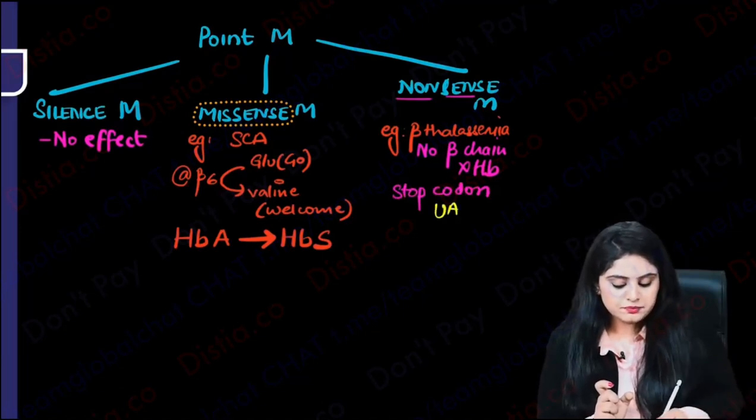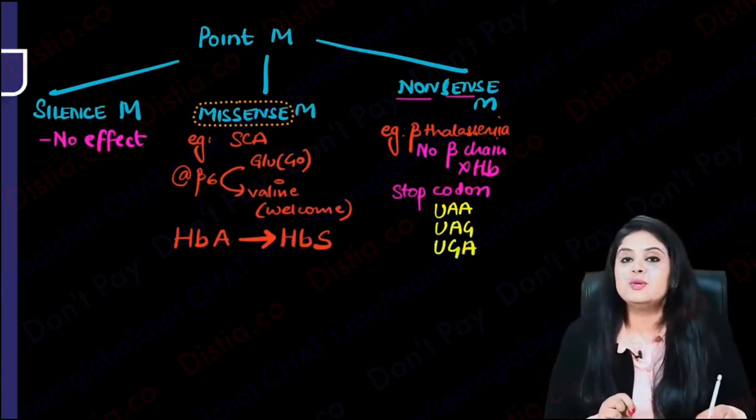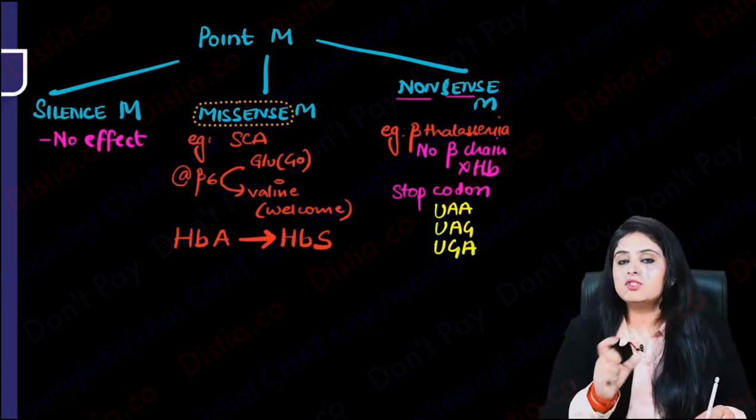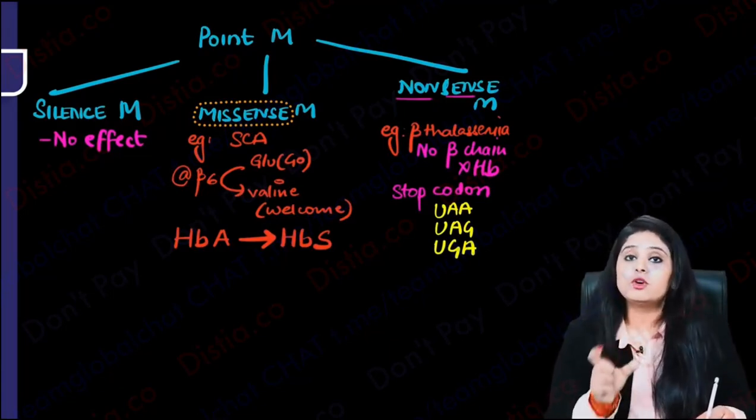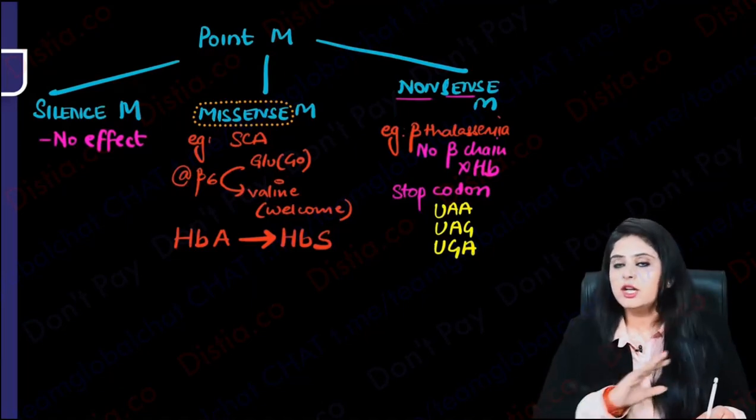What are the stop codons? UAA, UAG and UGA. That is how you say it. Some change has happened so that one of the stop codons has come, as a result of which no production will occur.